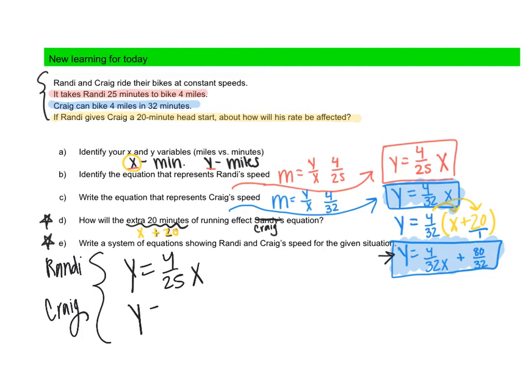And then Craig's is now y equals 4 over 32x plus 80 over 32. All right. And that is our new learning for today.